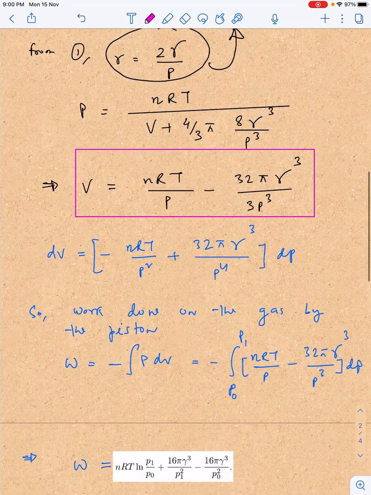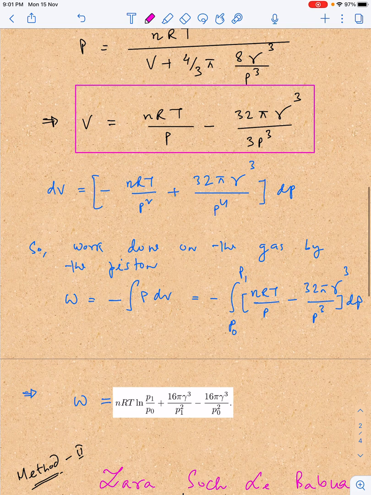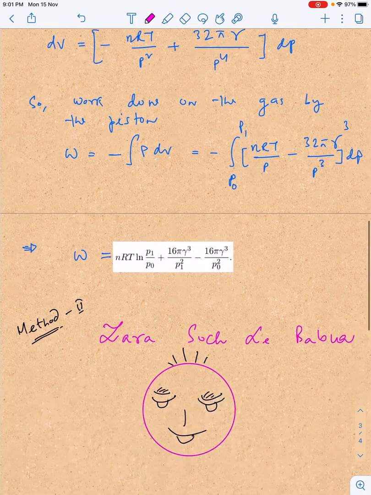Work done, since you are talking about work done on the gas, so negative, W equal to minus P dV. So if I integrate the result from P naught to P1, we will get the answer W equal to nRT ln(P1 by P naught) plus 16 pi gamma cube by P1 square minus 16 pi gamma cube by P naught square. Fine, done. Method 2.